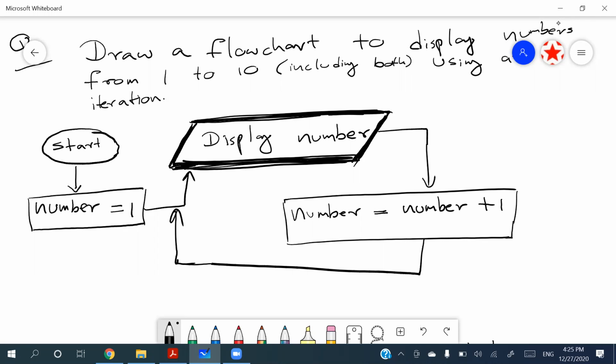In other words, it's better I check my number once after I display a number.